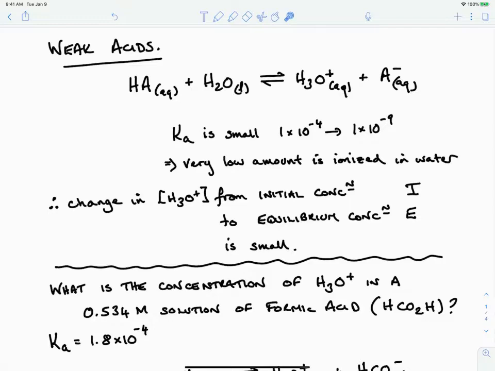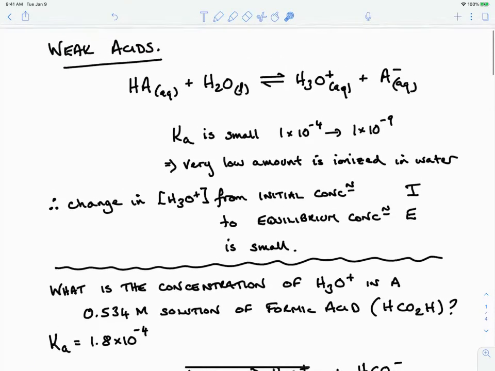And so what this means is when we put a weak acid in solution, the change in the amount of hydronium ion from the initial concentration, which to be honest is practically zero, so of course in our ICE tables is I, so this initial concentration is practically zero. The change from this initial concentration to equilibrium is very small because Ka is very small, because we're talking about a weak acid. And so we can use this when we look at questions.